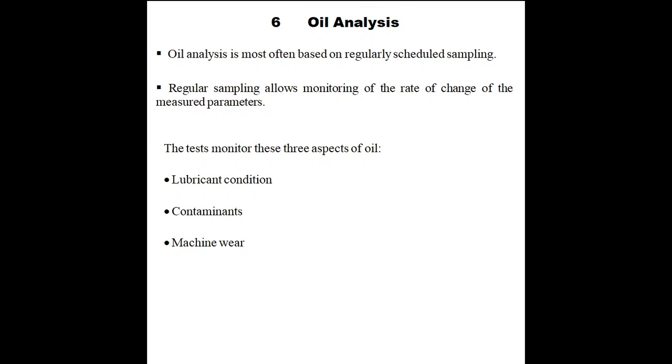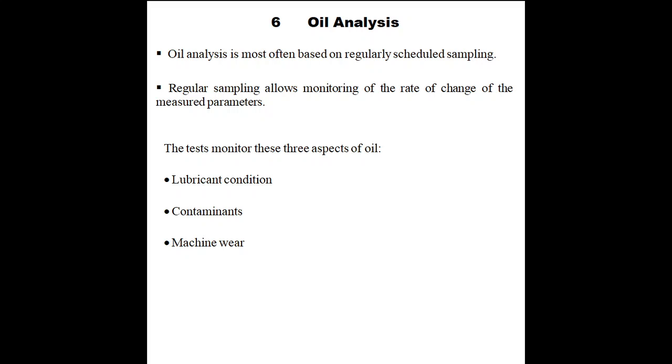Next is oil analysis, which is based on regular scheduled sampling and allows monitoring of the rate of change of a parameter. The important aspects of oil, in many cases where these oils are used in petrochemical industries, are that they check for lubricant condition, contaminants, and machine wear. So if you use a lubricant for a long time, you should always check the condition of that lubricant. You should check whether it has some contaminants or not.